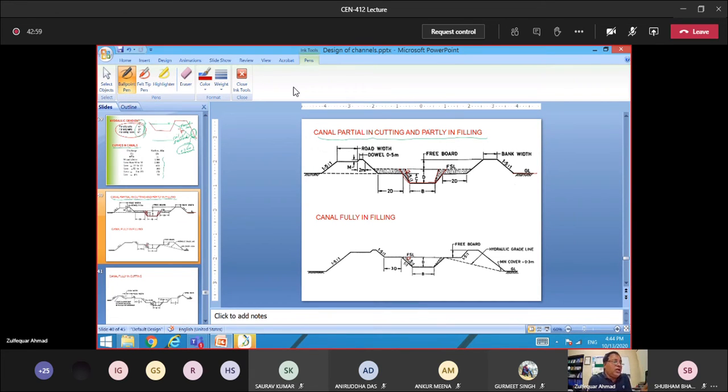Here the silting will be there. You can see the full supply level is this, right? The free board is this one. This is the free board, right? And then a berm is provided, which is 2 times the depth of flow, right? And then a bank is provided here. What the bank width will be, we have already discussed, right?